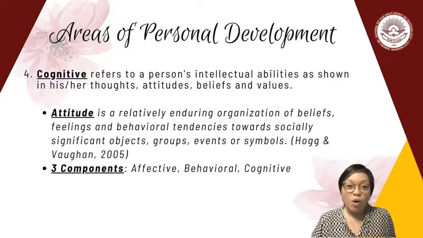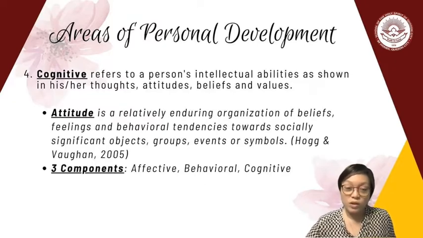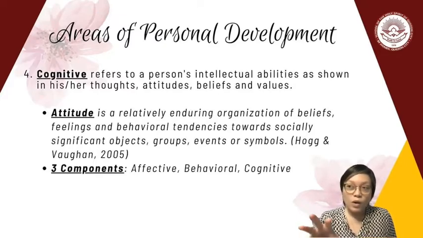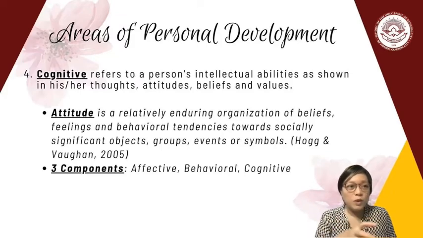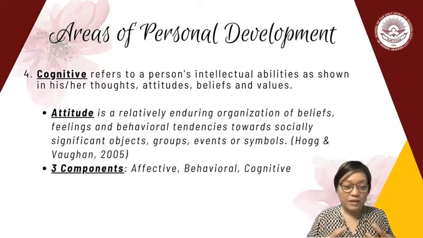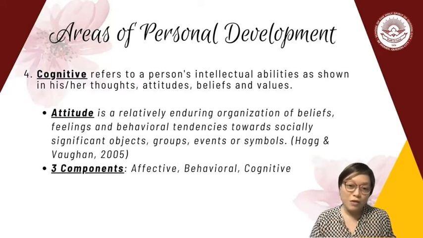Also, there are 3 components to the cognitive area of personal development, and this includes the affective, the behavioral, and the cognitive. Affective, when you talk about affective, this refers to how you receive information that is given to you, that is fed to you. So now, if the information being fed to you is being done in such a way that is appealing to you, for example, then the learning or the acceptance of that information becomes more effective.